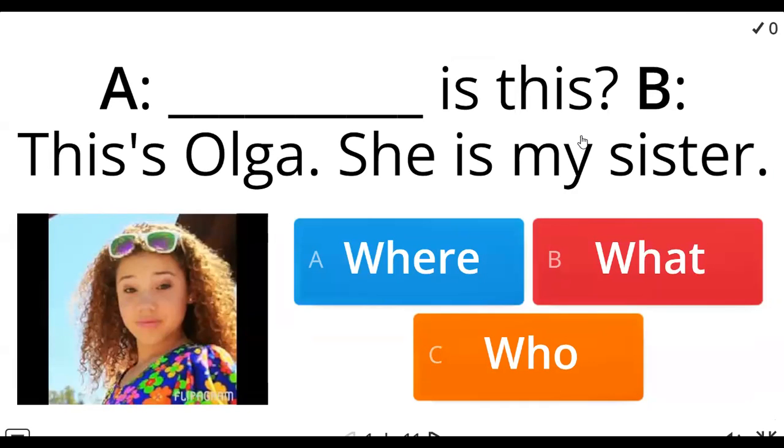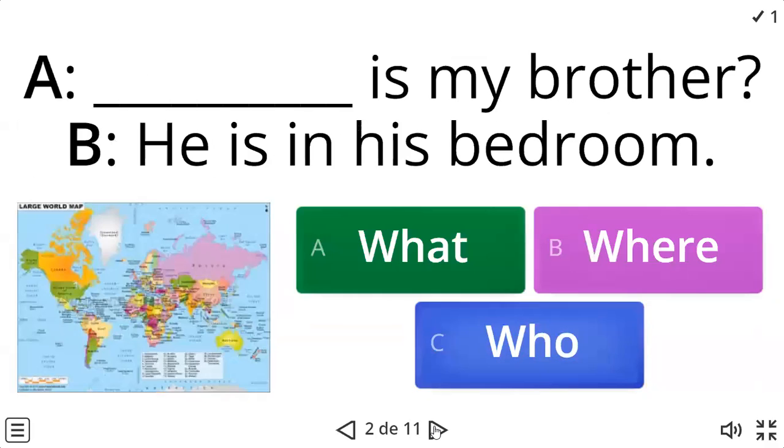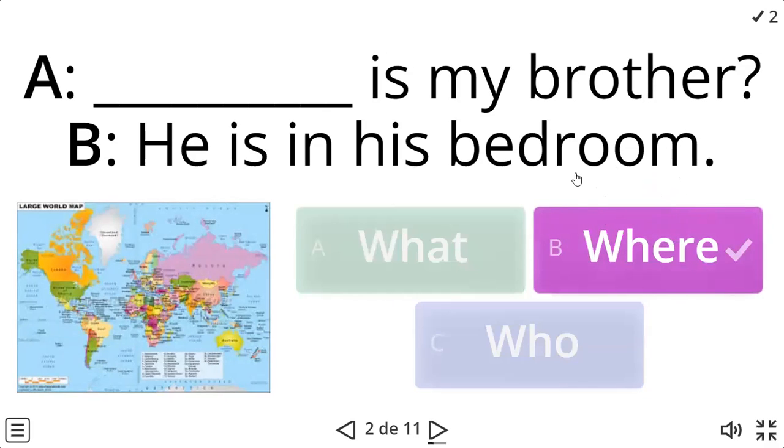Who is this? She's my sister. Very nice. Who is this? ¿Quién es ella? ¿Quién es él? It means both. Now, guys, he is my brother, he's in his bedroom. What do you think, guys? Where is my brother? ¿Dónde está mi hermano? He's in his bedroom. Está en su dormitorio. Cool, guys.